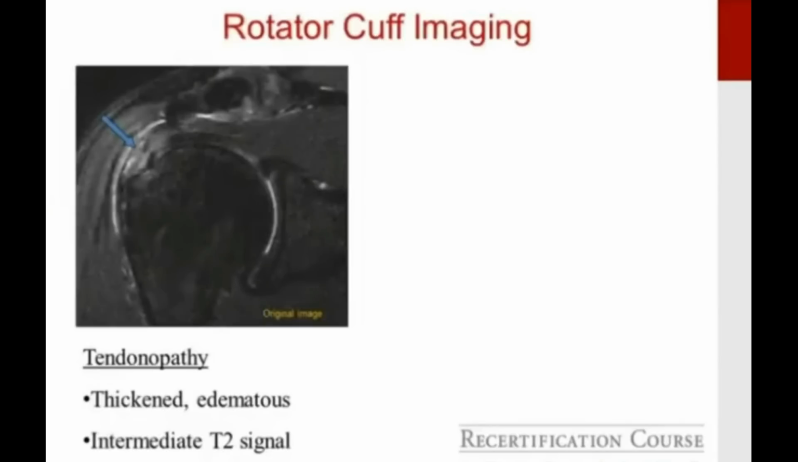Once we start to see thickening and edema, bursal or articular site fraying, this is indicative of cuff tendinosis. We may see fluid in the overlying subacromial subdeltoid bursa, as we see in this case, and we may see signs of impingement with inferior spurring of the AC joint or inferior acromial spurring.